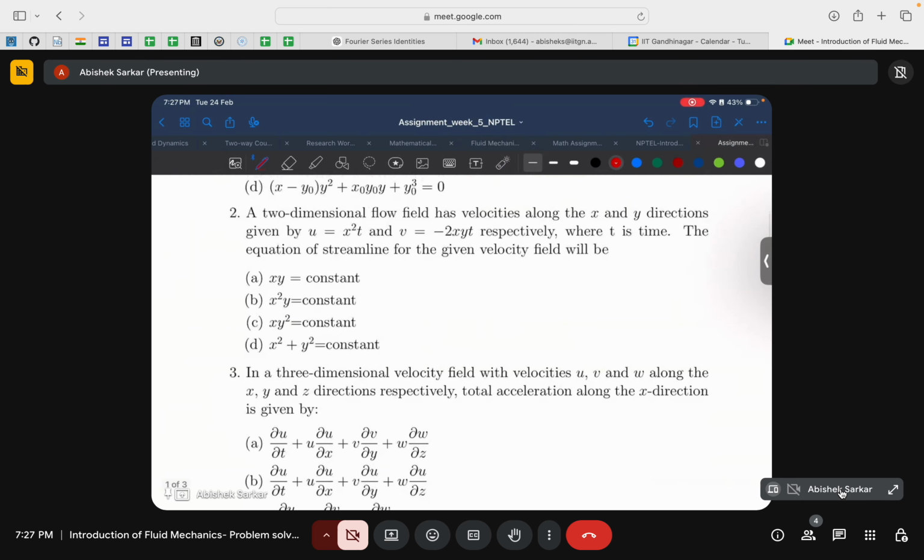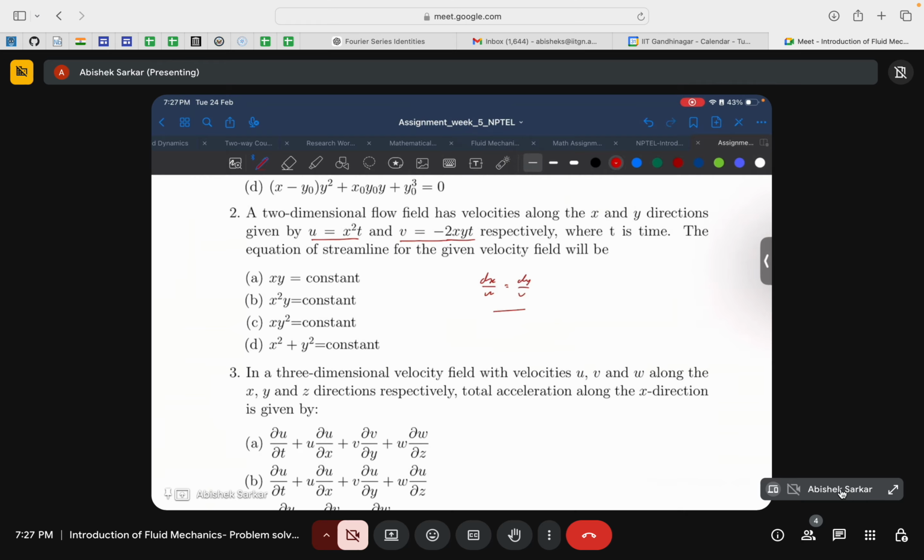So question 2: a two-dimensional flow field has velocities along the x and y directions given by u equals x squared t and v equals minus 2xyt respectively. Okay, so u and v are given. The equation of streamline for the given velocity field will be, quite simple, I will give you a hint. It is dx by u equals dy by v. So this is your equation of streamline. Just substitute the values of u and v in this expression, integrate it, and then let me know the answer.